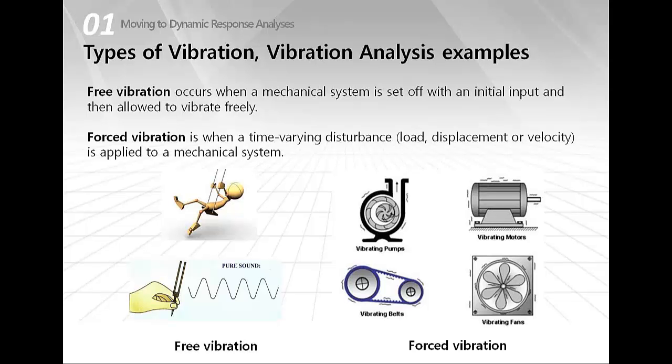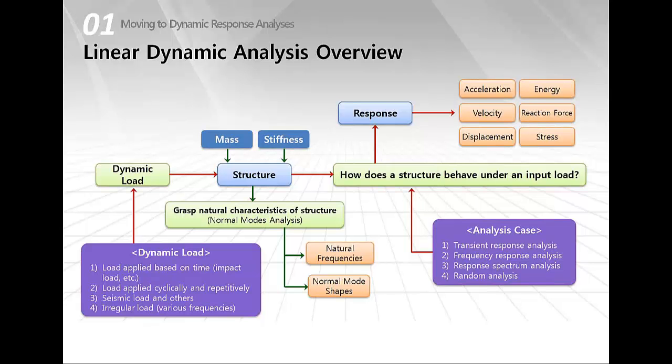Okay, now let's take a look at the linear dynamic analysis overview. This graph answers the question of what we need to perform dynamic analysis and what kind of output data we can obtain. To perform any kind of dynamic analysis, we have to specify a dynamic load. The load is acting mostly in time, could be applied repeatedly. We can also analyze some irregular loads. So these parameters are necessary to apply to the system.